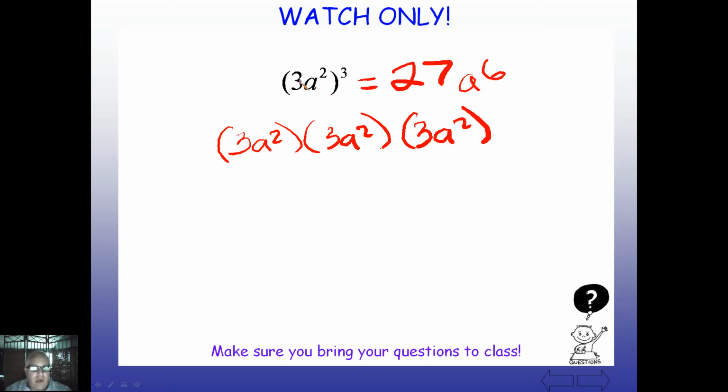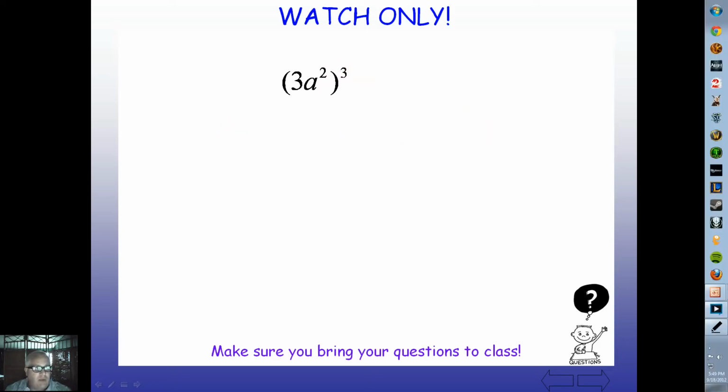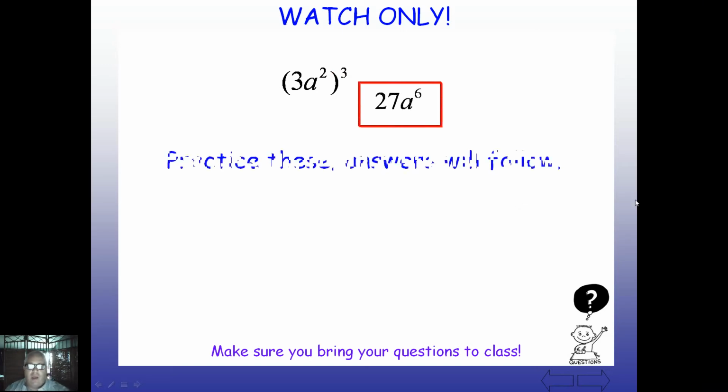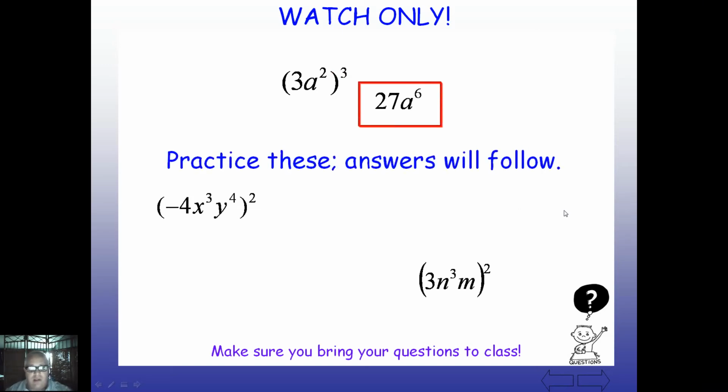What's the faster way to do that? Well, 3 cubed is 27, and 2 times 3 is 6, and we can just jump ahead here. Let me check our work, and sure enough, there we are, 27a to the 6th. Here's a couple to practice that are very similar, so take a look at those. I had a cubic, and you guys have some squares there. And go ahead and press pause, do those, and come right back.